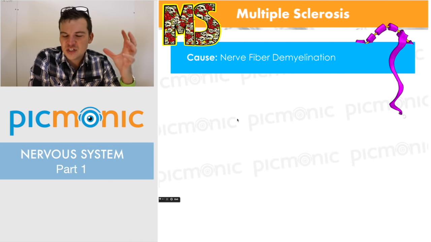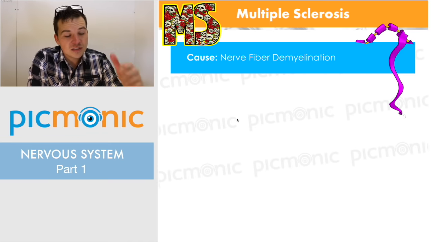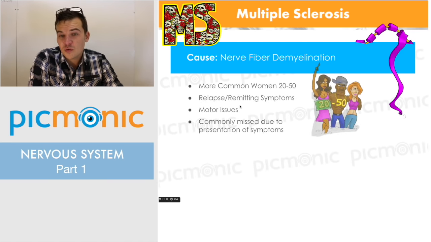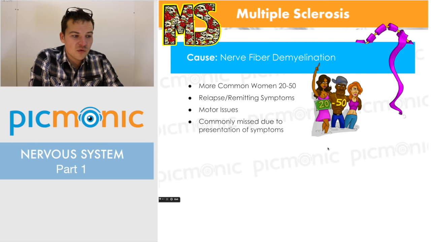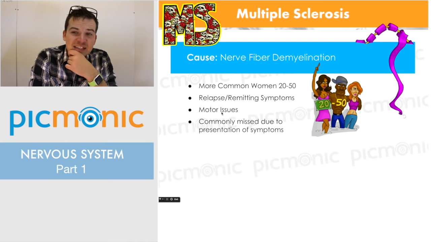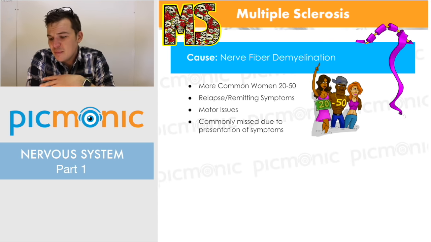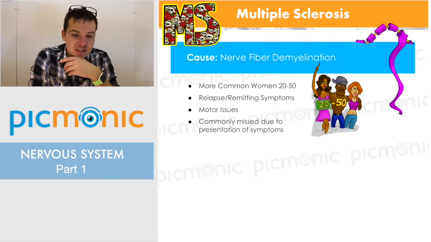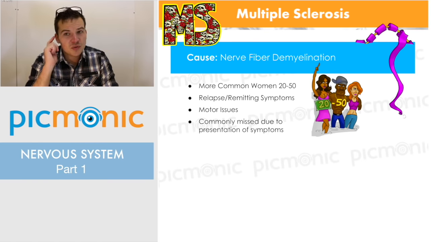And the classic thing about multiple sclerosis is what? What's a classic defining feature? Yes, it's common in women, and it's common usually in ages 20 to 50, and you can remember that with this wonderful 50 character with these two women here. What's important is that it has this relapsing and remitting feature. They may be okay for a while, and then the whole thing comes back, and then they have these exacerbations of multiple sclerosis.